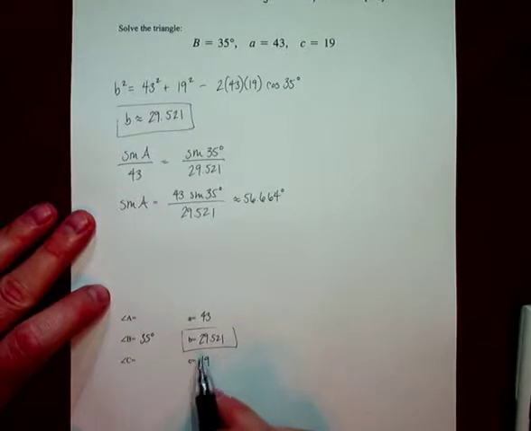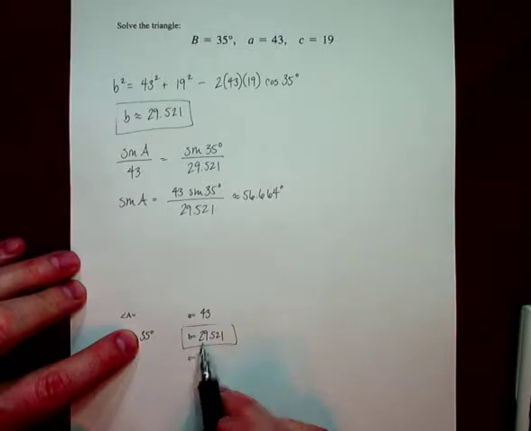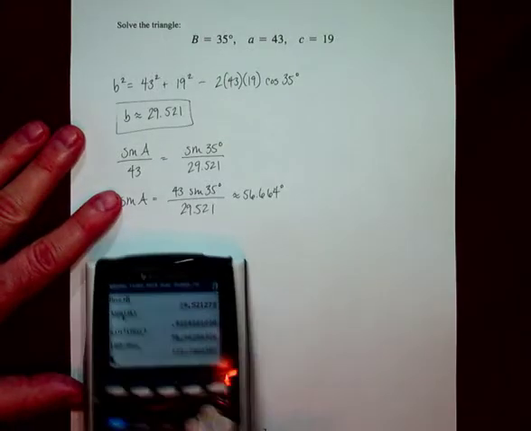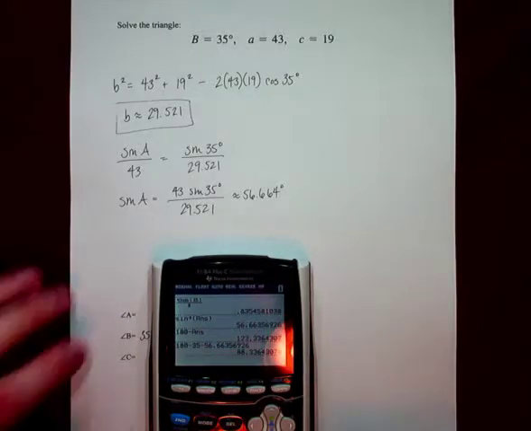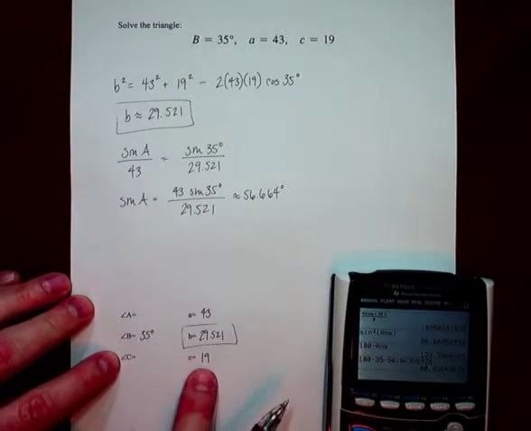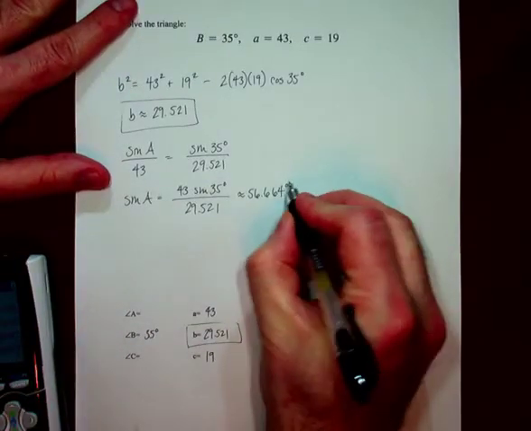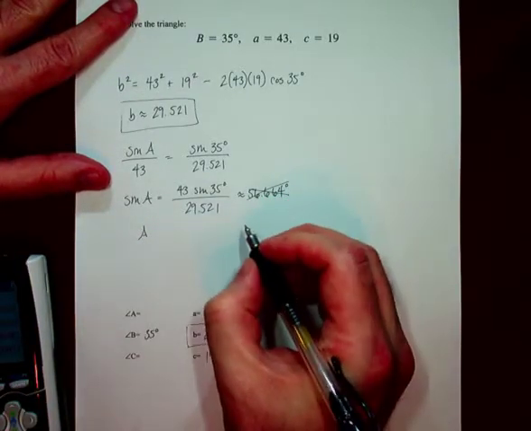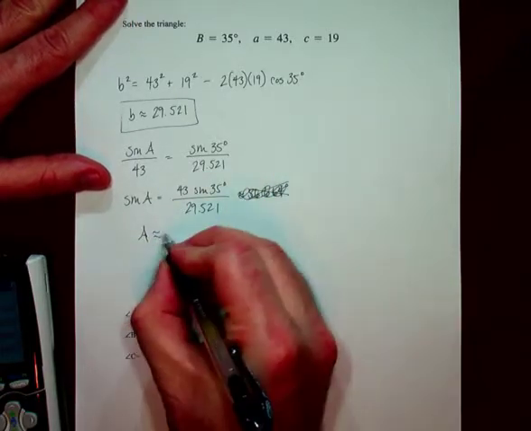Now, this right here is 29, and it's opposite a 35-degree angle. If I decide that it's 56, then I have 180 minus 35 minus 56, and that tells me that my angle C is going to be my largest angle, and that can't be the case. It's opposite the smallest side. So it is not 56.664. It's going to be 123.